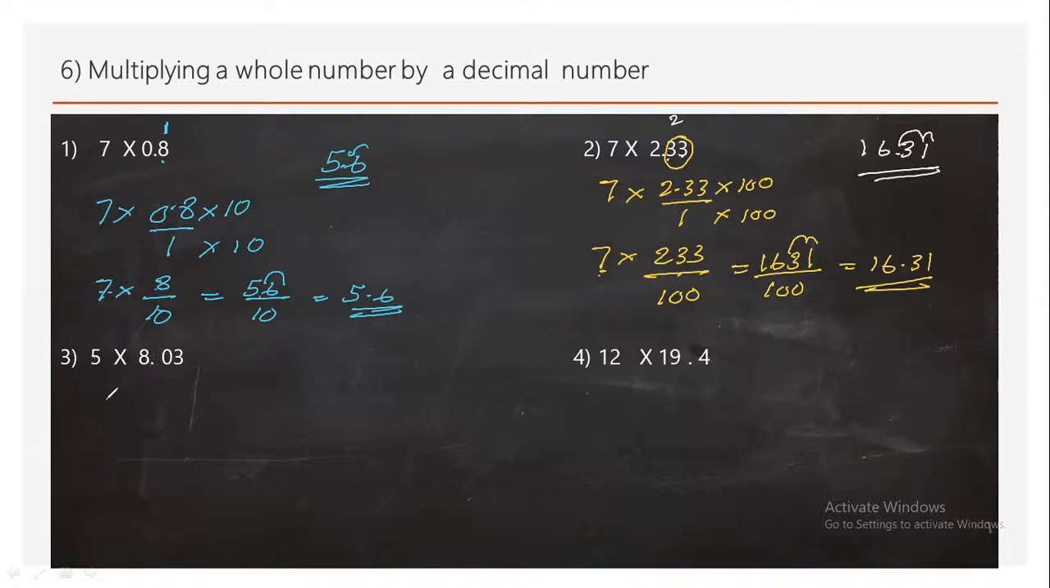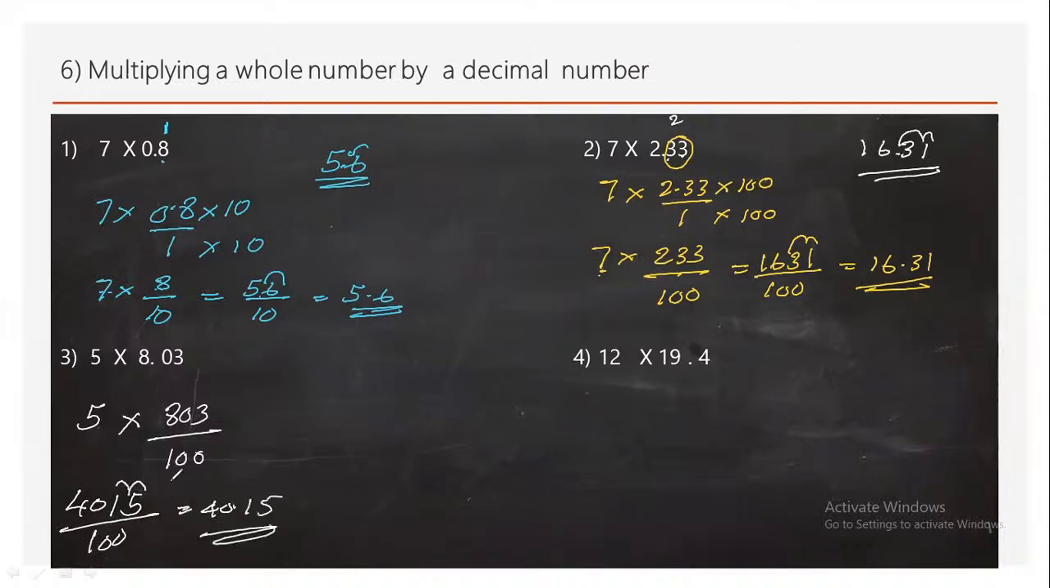And 5 into 8.03. 5 into two decimal places here. So 803 over the line. Below the line should be 2 zeros. This means denominator 100. Then you can write this decimal as a fraction straightly now, right? Because you have knowledge about that. Right. 5 times 803. 5 times 3, 15. 1 remaining. 5 times 8, 40. Divide by 100. 40.15. Two places towards the left hand side.